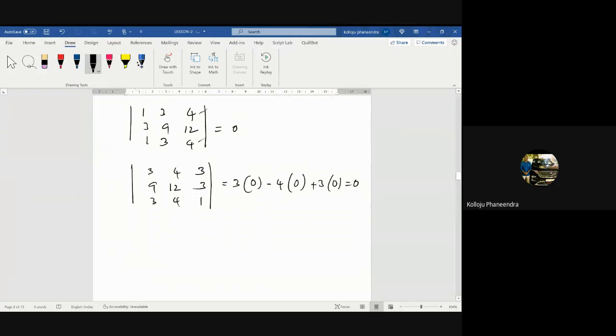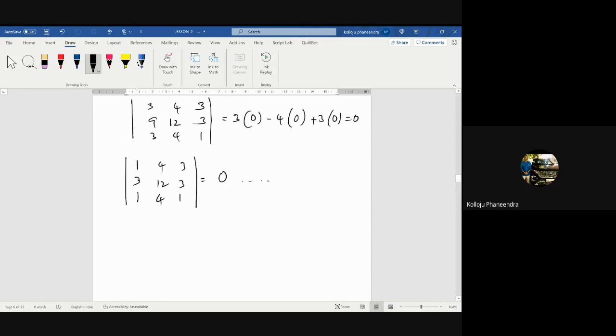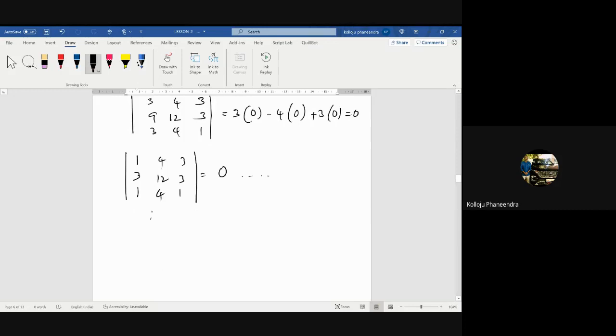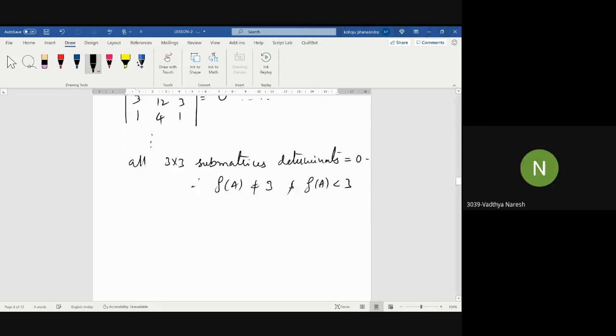What is another one? Let me take the first column, third column, and fourth column. 0, sir. This also 0. So we are getting all 3 by 3 determinants zero, right? You check like this. All 3 by 3 submatrix determinants are equal to 0. Therefore, rank of A is not equal to 3, and rank of A is less than 3.